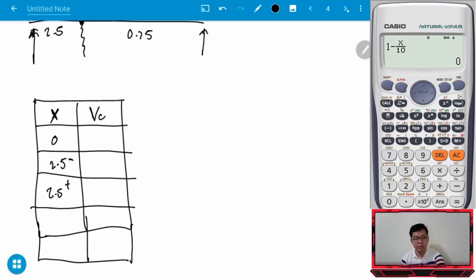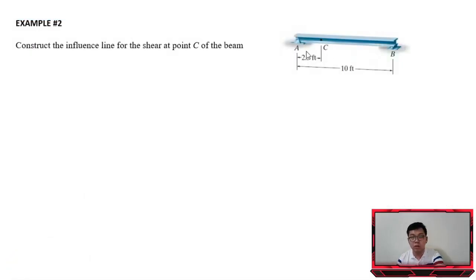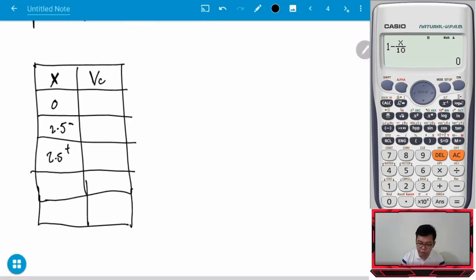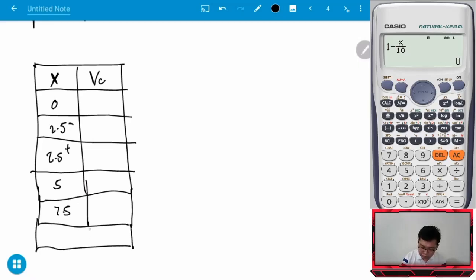Now, sir, always ba na 2.5? Depende. It so happen kasi na yung C natin ay nandun sa 2.5. So kung nandyan yan sa 5, meaning yung 2.5 isa lang. But yung 5 mo, meron kang before 5 and after 5. Okay? So anyway, before 2.5, after 2.5, and then we have 5, and then 7.5, and lastly, we have our 10. Yan. Okay?